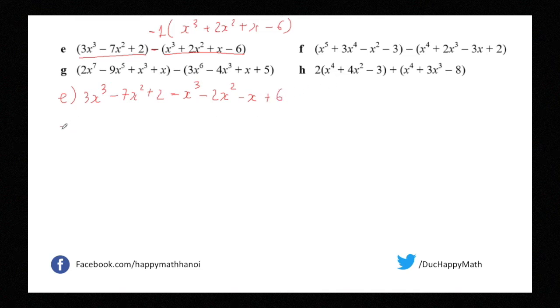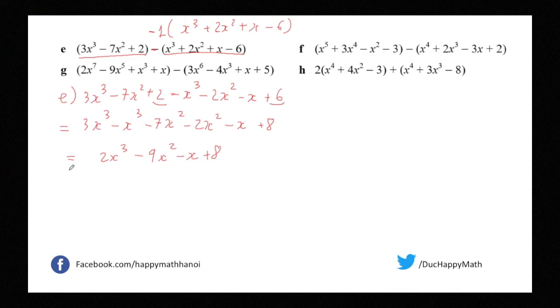Okay, after that you have to rearrange them. You got 3x cubed here and x cubed here. How about x squared? You got 7x squared minus 2x squared. How about x? You got only minus x. And the constant numbers are 2 and 6, which means you have to add them together. So 3x cubed minus x cubed, you got 2x cubed. 7 minus 2, you got 5x squared. Minus x and plus 8.